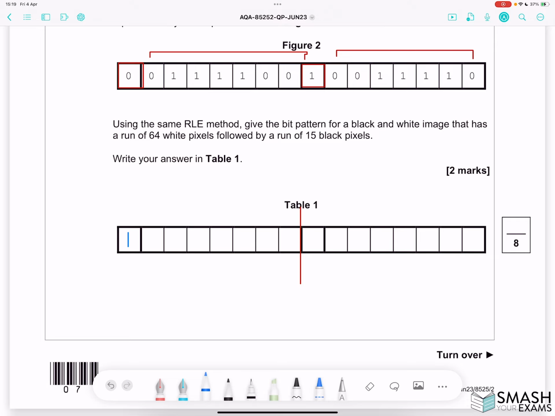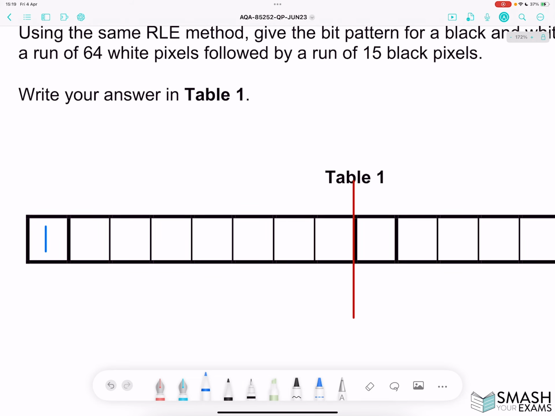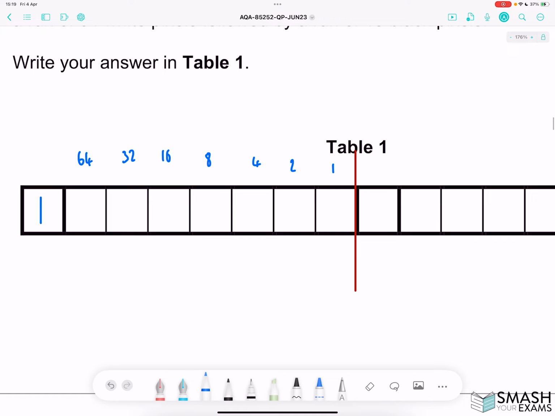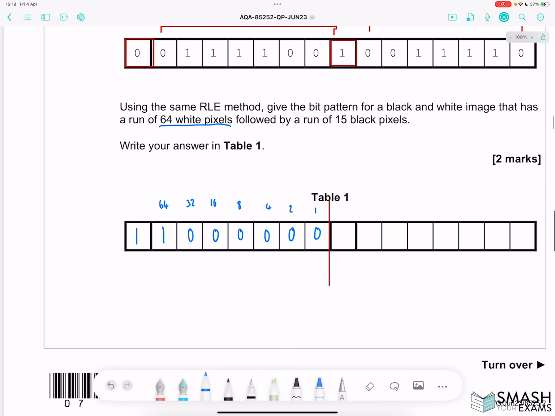And then we've got to use 7 bits to represent the number 64. Well, that means that if we put our column headings here, this would be 1, 2, 4, 8, 16, 32 and 64. So to represent 64 like that, that should be a nice easy job. We put a 1 followed by the remaining zeros. So that gives us 64 white pixels. We've done that bit so far. Perfect. Let's now move to the other side then.